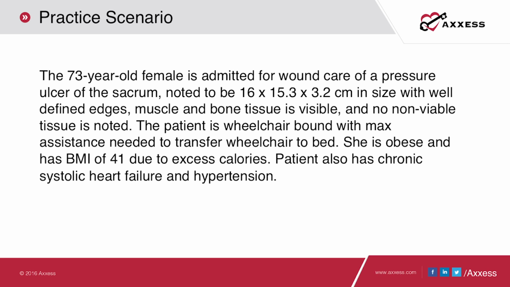All right, the next scenario, you have a 73-year-old female admitted for wound care of a pressure ulcer of the sacrum. It's noted to be 16 by 15.3 by 3.2 centimeters in size with well-defined edges, and muscle and bone tissue is visible, and there's no non-viable tissue noted.